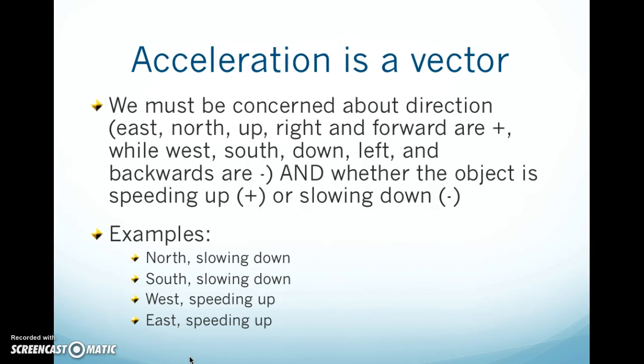All right, so we had north slowing down. We already did that one. South is negative, slowing down is negative, and so the combination here is going to be a positive acceleration. West is negative, speeding up is positive, the combination is negative acceleration. East is positive, speeding up is positive, and that gives me a positive acceleration. And then just the last one again, north was positive, slowing down was negative, and that combination is negative.